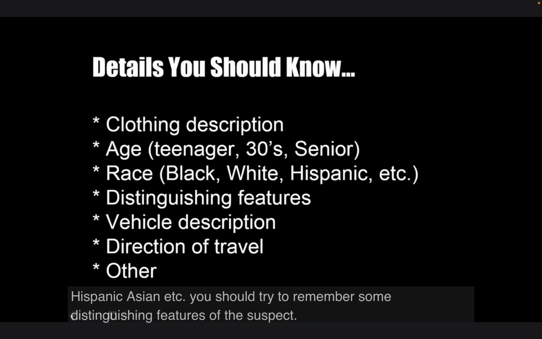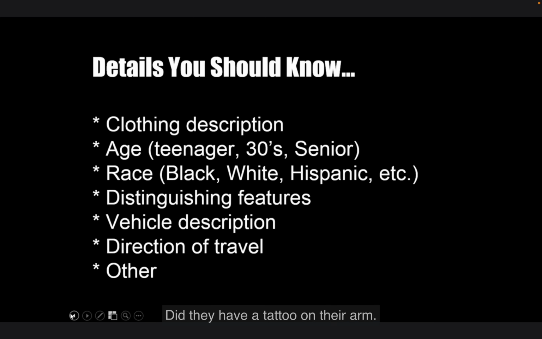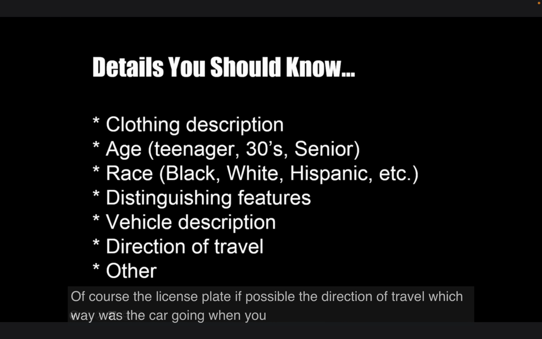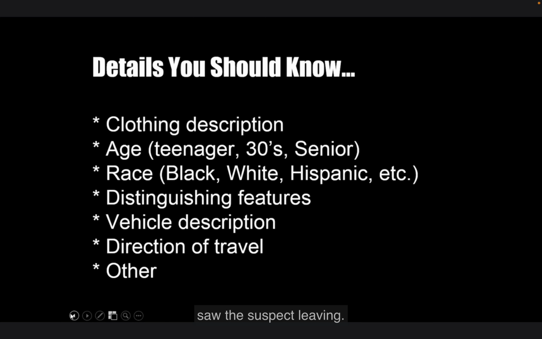You should try to remember some distinguishing features of the suspect. Did they have a tattoo on their arm? Did they have a beard? Were they wearing sunglasses? Vehicle description, extremely important when you're talking about the make and model, color, of course, license plate if possible. The direction of travel. Which way was the car going when you saw the suspect leaving? North, south, towards a landmark? Be as specific as possible.